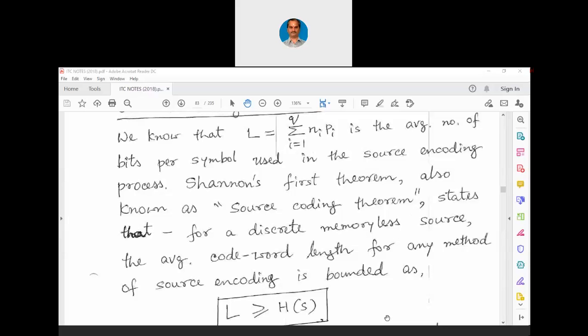This is obvious, but Shannon proved it. Of course, its proof is not in our syllabus because the proof is much bigger. But Shannon proved it mathematically that we cannot reduce the number of bits per symbol to less than the entropy of the source.